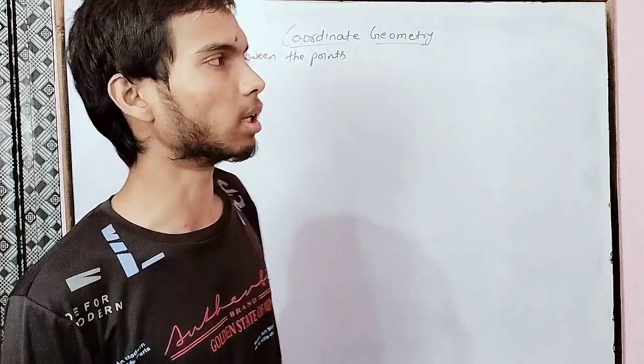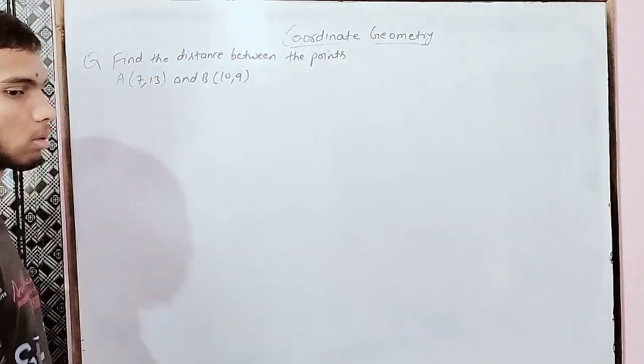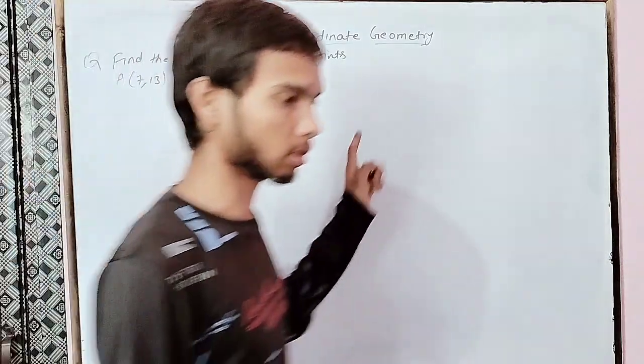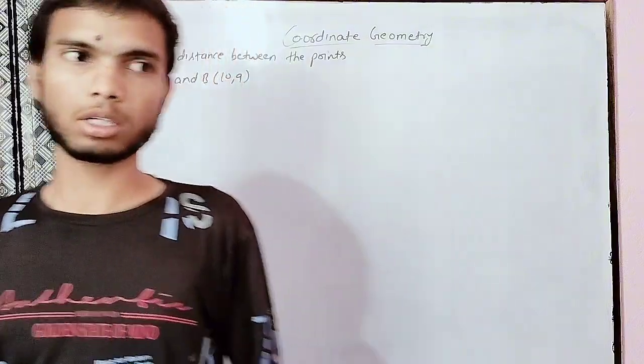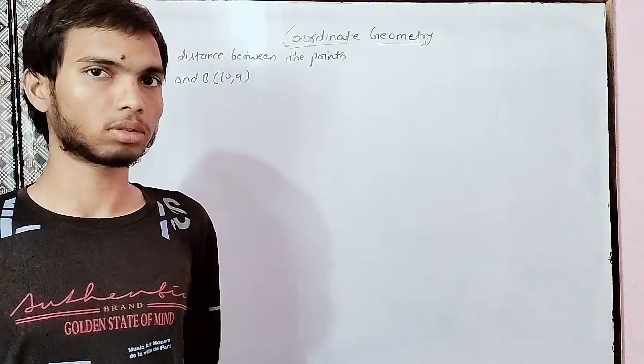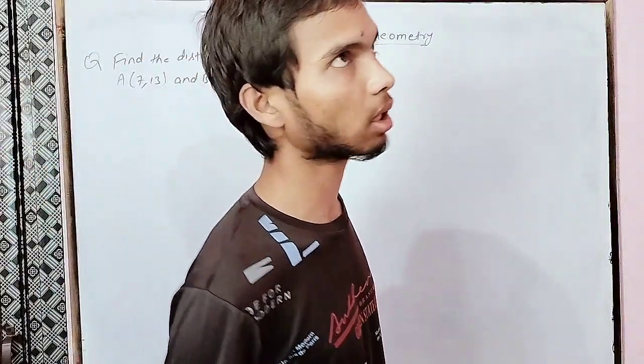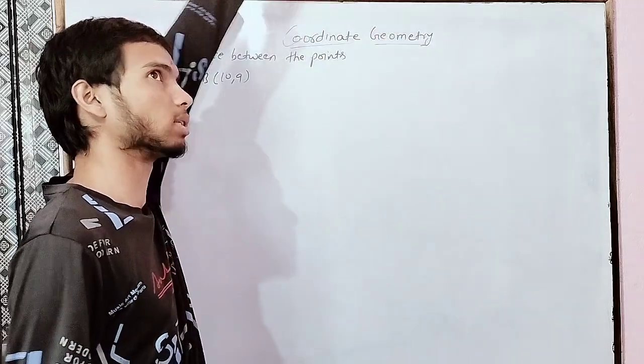Some major points we will discuss, then we will move on to questions based on this. Already you are aware that coordinates are made by two lines. The coordinate plane, the Cartesian plane, can be made by two lines.